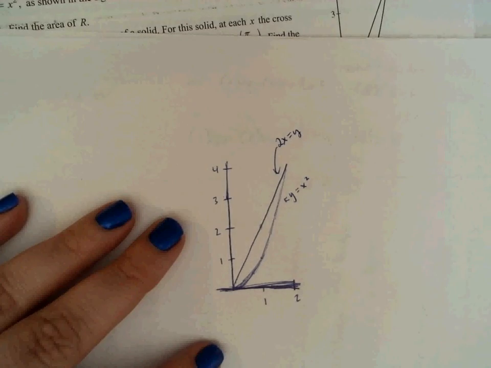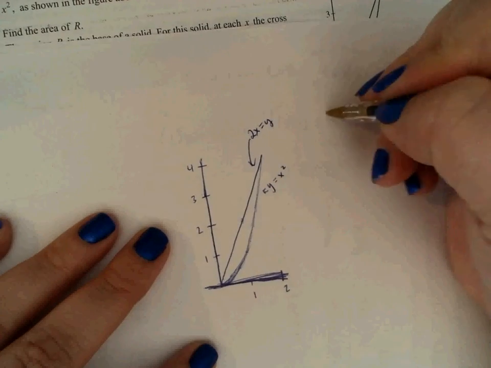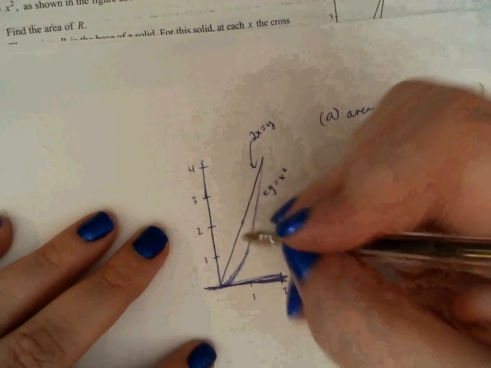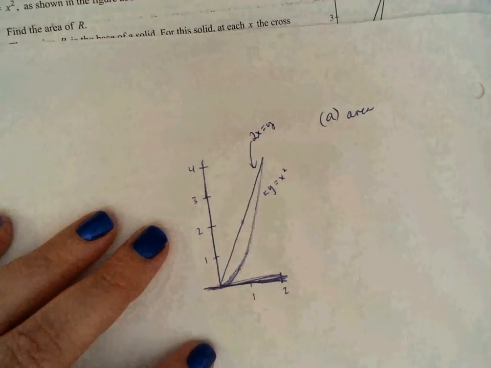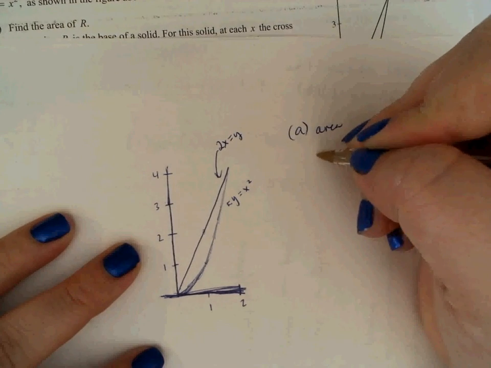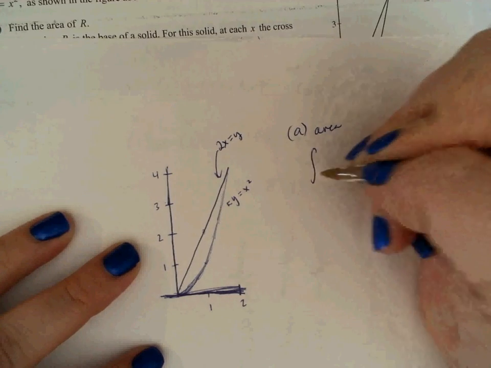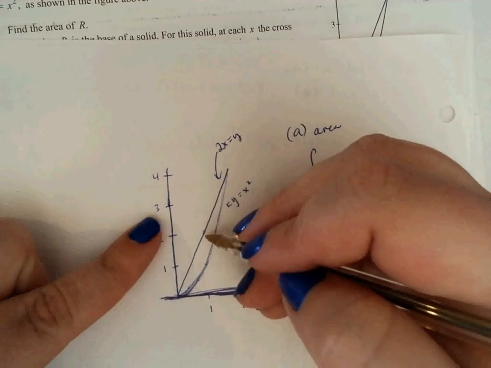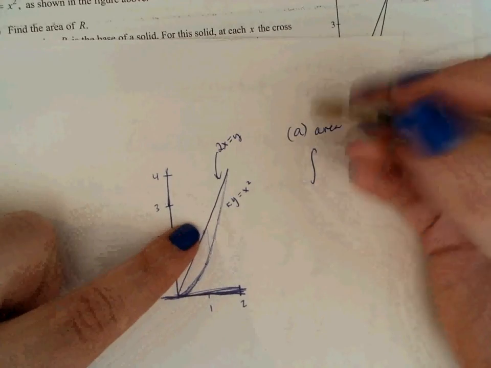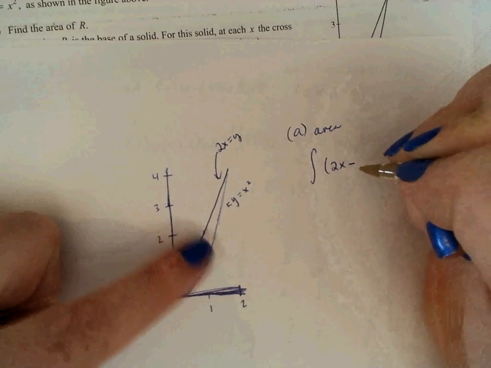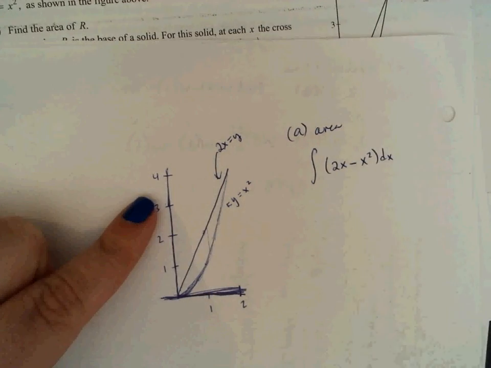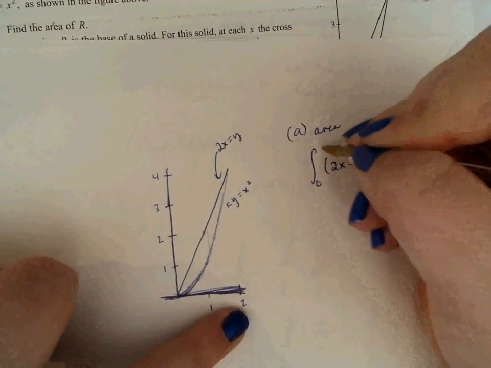In part A, it says find the area of the region R, where R is this space in between them. Okay? So let's just remember that area is just the area between the two curves. You have two different options. You can do the integral with vertical strips if you go down the x-axis, and so that would be a top minus bottom situation, so it would be 2x minus x squared dx. No squares or anything, we're not squaring the whole thing, this is not revolution. And then we would go from 0 to 2. So that's one option.